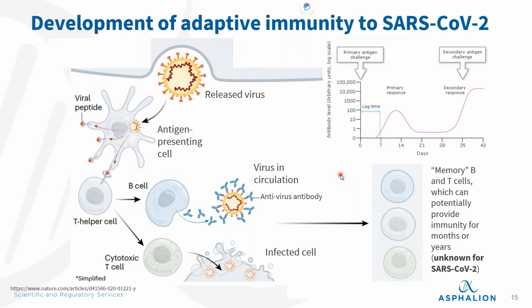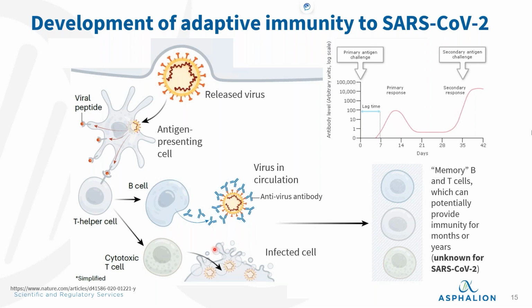So just to emphasize the development of adaptive immunity to SARS-CoV-2. The virus is released from infected cells. It's ingested by dendritic antigen-presenting cells, which then basically chop up the virus and display peptide antigens on their surface. These peptide antigens are then recognized by T cells, which can then promote the clonal selection and proliferation of B cells, which secrete antibodies against that peptide antigen, and also the production of cytotoxic T cells, which, as I mentioned before, can recognize and destroy infected cells.